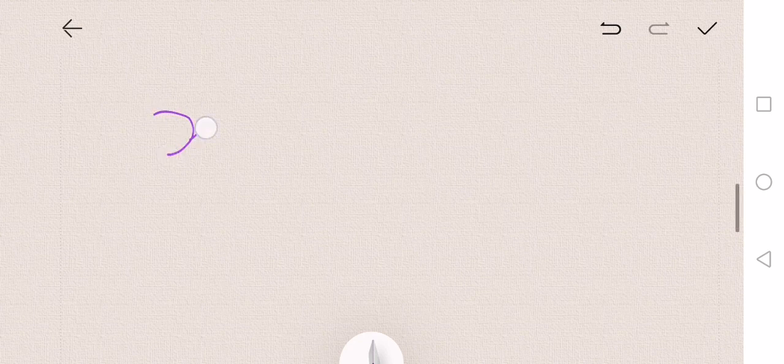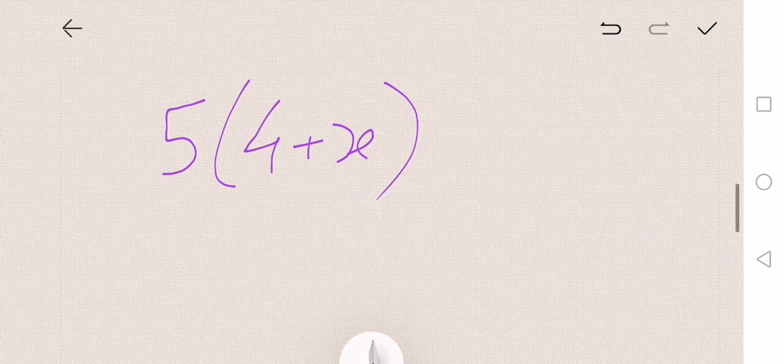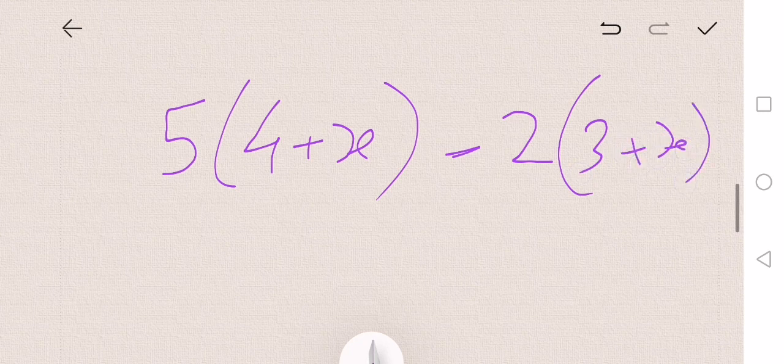So if we do something like 5(4 plus x) minus 2(3 plus x). Sorry, I don't know why I'm getting this wrong. This is the first time. This is big people math, Isha. Only big people can know what to do.